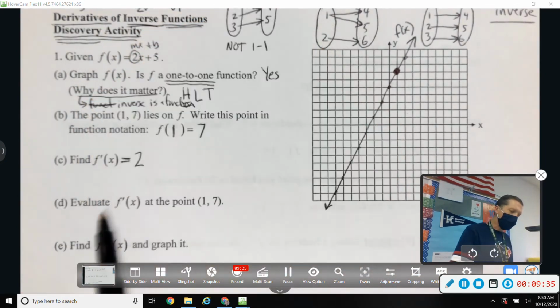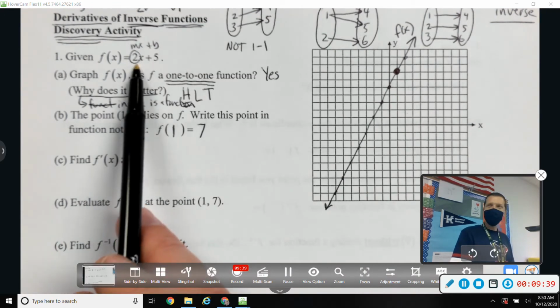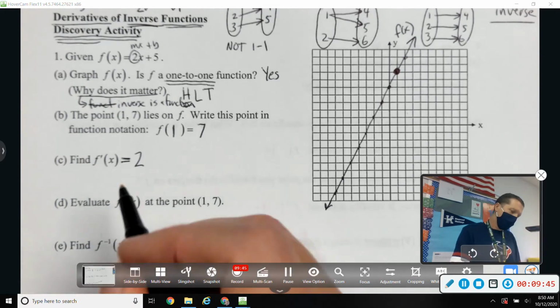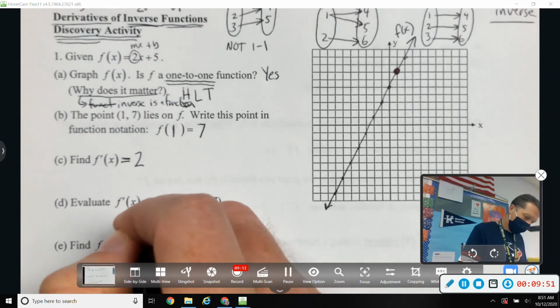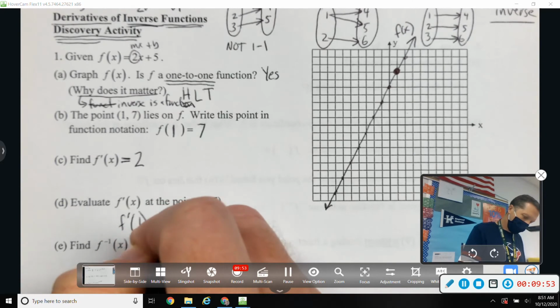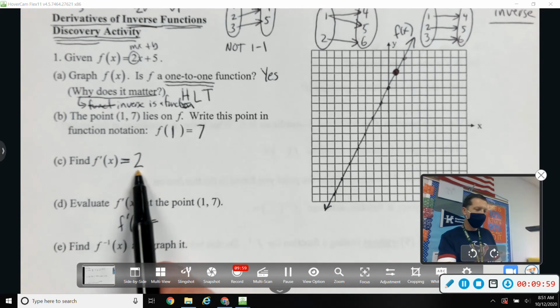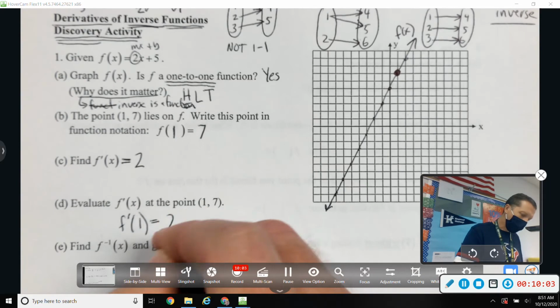What does the derivative tell us about a function? Its slope. So here's another instance where slope and derivative are telling us the same thing. f prime is 2. Evaluate f prime at the point (1, 7). f prime at 1. Well, the slope everywhere is 2. It doesn't matter what x is, or you just look at the picture, the slope everywhere is 2. So f prime at 1 is 2.